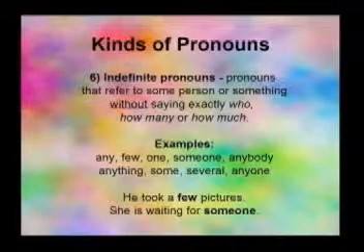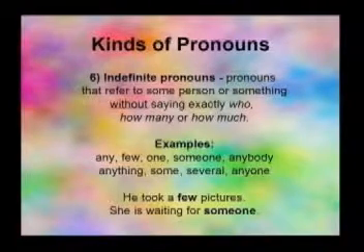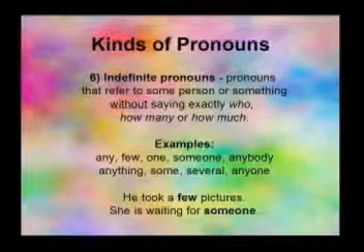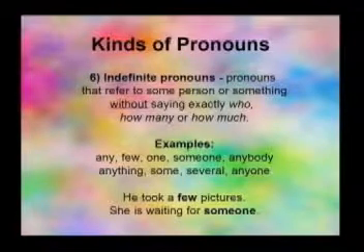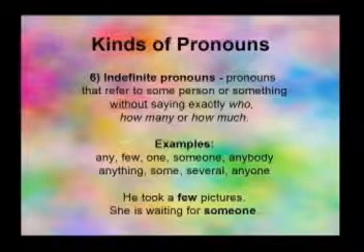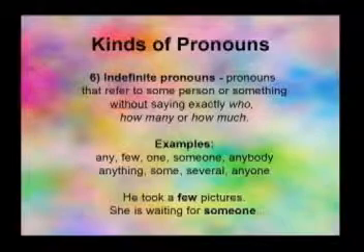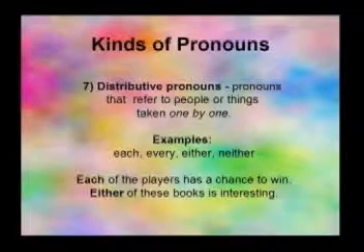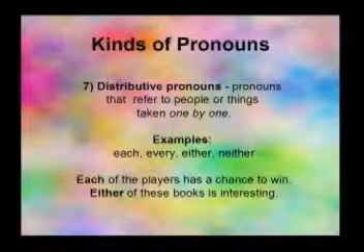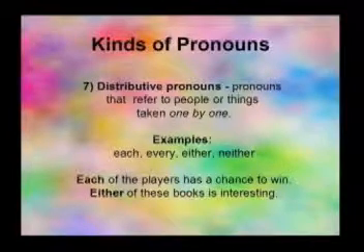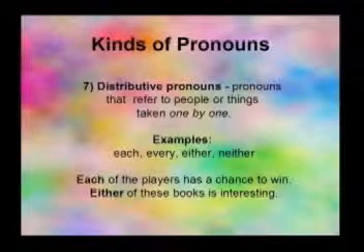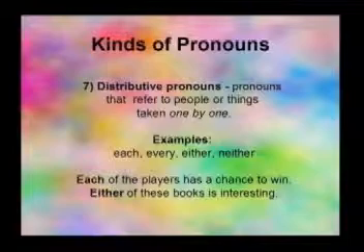Number 6. Indefinite pronouns. Pronouns that refer to some person or something without saying exactly who, how many, or how much. For example, any, few, one, someone, anybody, anything, some, several, anyone. He took a few pictures. She is waiting for someone. Number 7. Distributive pronouns. Pronouns that refer to people or things taken one by one. For example, each, every, either, neither. Each of the players has a chance to win. Either of these books is interesting.